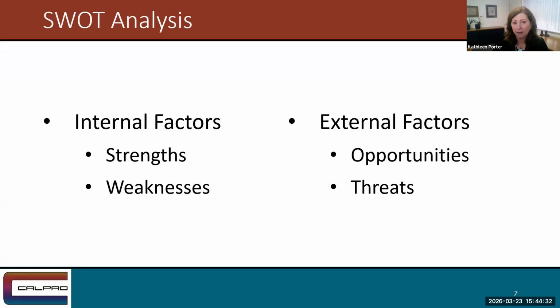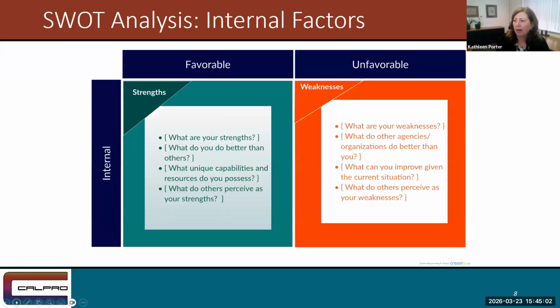When this concept was developed, they really said your strengths and weaknesses are your internal factors, the internal things in your organization that could be favorable or unfavorable. The opportunities and threats are the external factors, the conditions around you that might be favorable or unfavorable. So let's take a look at some of the questions that might guide your thinking about this.